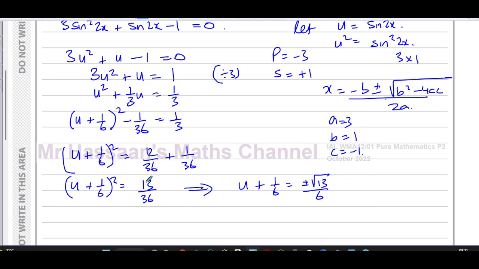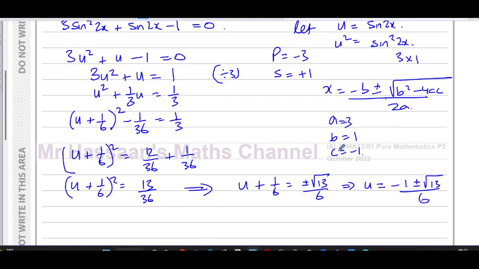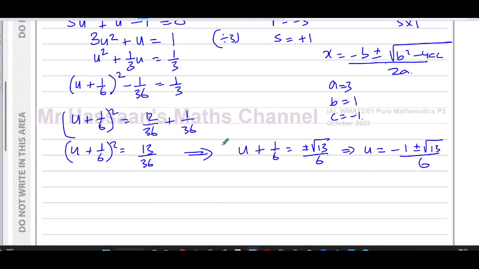Take the square root of 13. Okay, root 13, it's not a perfect square. Positive and negative, and the square root of 36 is 6. So now if we continue, we'll say u is equal to, if you subtract 1 over 6 from both sides, you'll have minus 1 plus or minus the square root of 13, all over 6. So minus 1, you subtract 1 from both sides, plus or minus root 13 over 6. So that's your value of u.